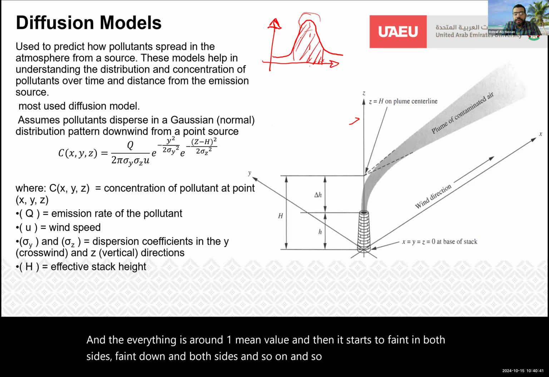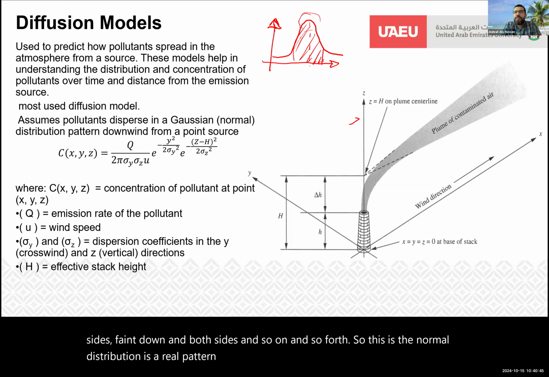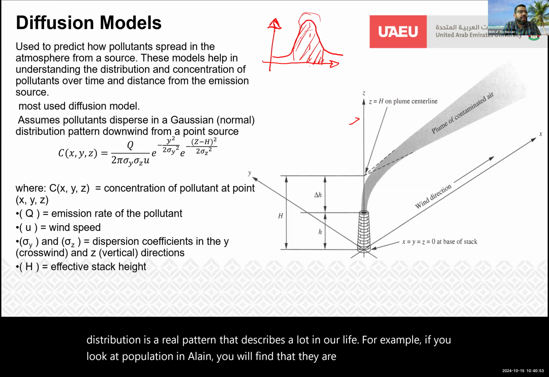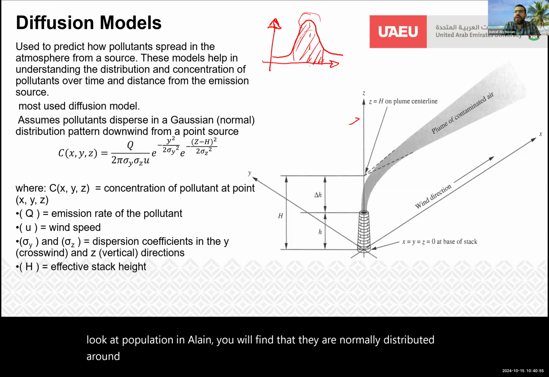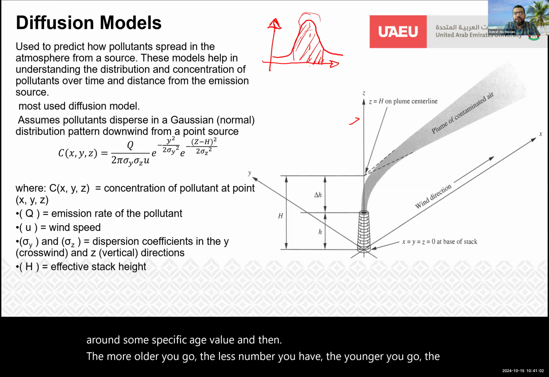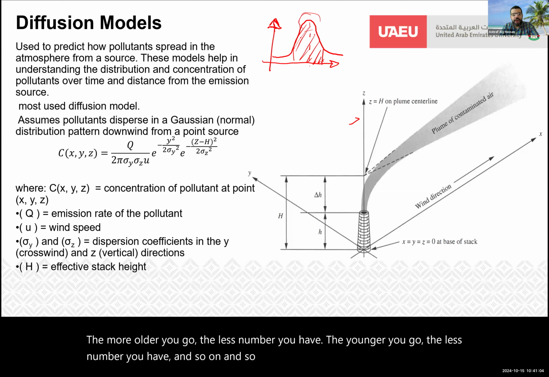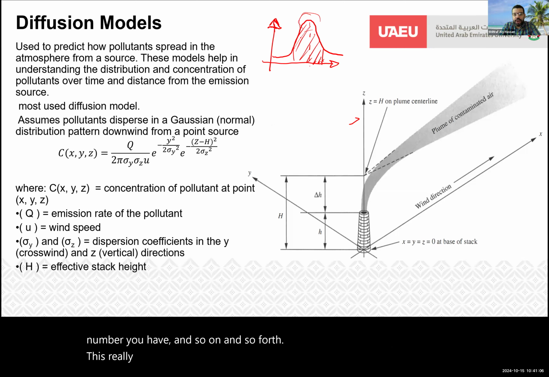So the normal distribution is a real pattern that describes a lot in our life. For example, if you look at the population in Al Ain, you will find that they are normally distributed around some specific age value, and then the older you go, the fewer people you have, the younger you go, the fewer people you have, and so on and so forth. This really happens in nature a lot.